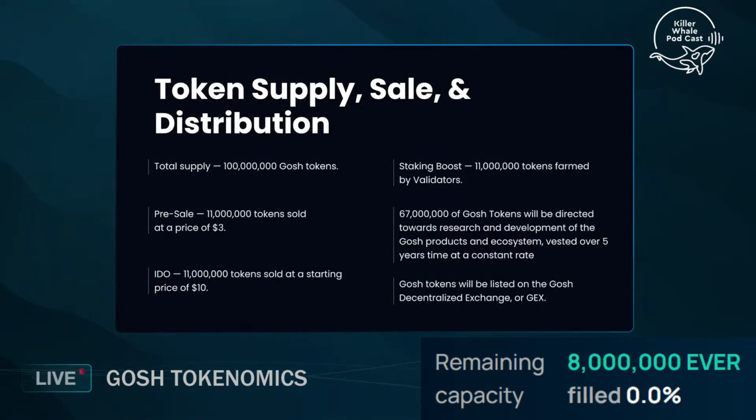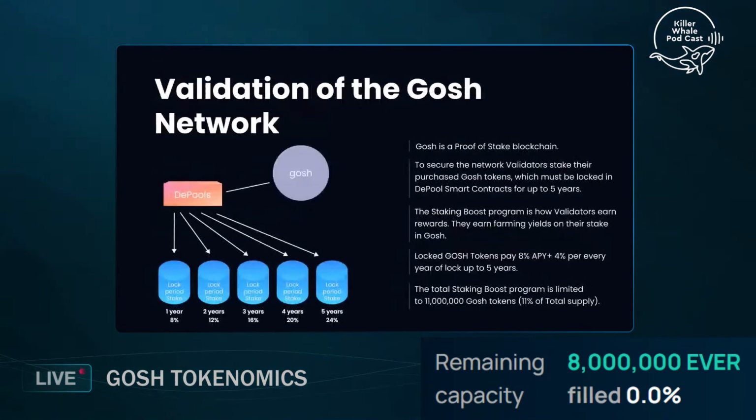Now, GOSH tokens obviously will be listed on the GOSH decentralized exchange, which is called GEX, and that is the internal GOSH exchange. We will see that it actually plays a crucial role in the whole construction. So, in order to validate on the GOSH network, you stake your GOSH tokens, right? And that is the intro.